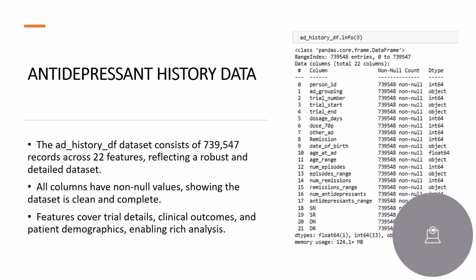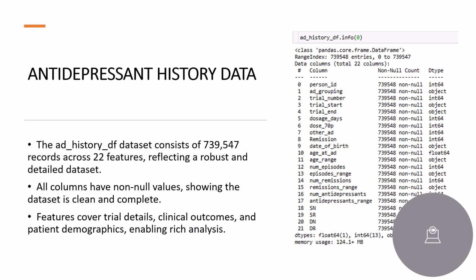Okay, this slide gives an overview of the AD_history_df dataset, which plays a central role in our analysis. It consists of 739,547 records across 22 variables, making it a highly detailed and comprehensive source of information. An important aspect of this dataset is that all columns have non-null values, meaning we did not have to handle missing data here. This made it easier to work with and ensured the reliability of our analysis.